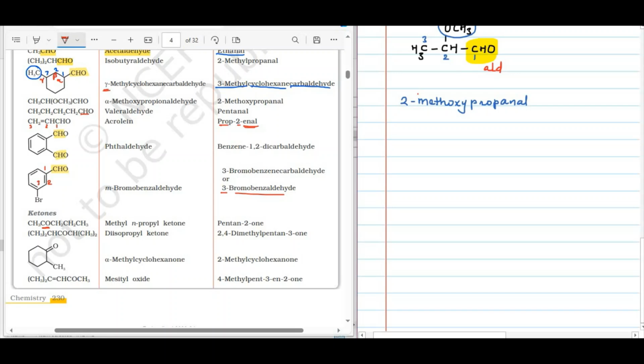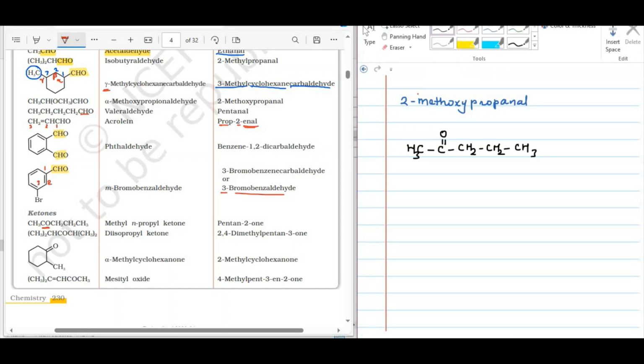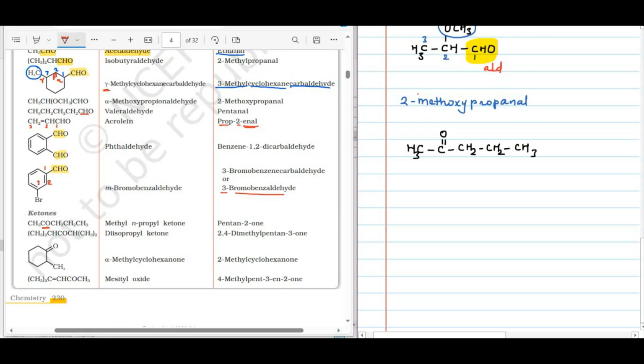So it is CH3, C double bond O, CH2, CH2 and CH3. So when you number this chain, you will number it from left to right: 1, 2, 3, 4 and 5. So it is 5 carbons long. So the parent name will be pentane and the ketone is present at the second position. So the name of this molecule will be pentan-2-one.